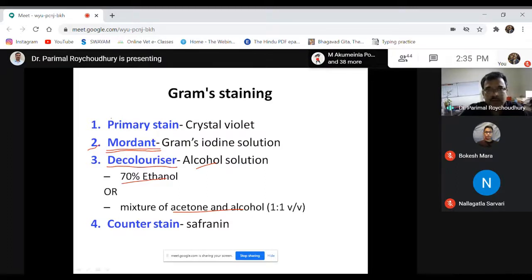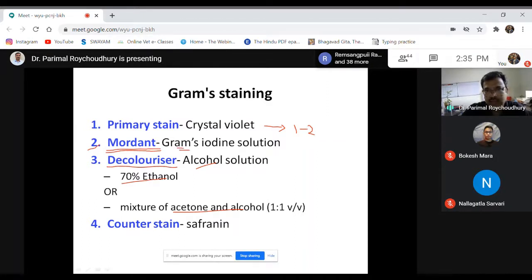In case of the Gram staining technique, the primary stain we use is crystal violet. We apply the primary stain crystal violet to the smear, and for 1 to 2 minutes we allow it to put the color. Within these 2 minutes, all the bacteria will take the color of crystal violet. After that we discard the crystal violet stain, wash it briefly in tap water, and then apply Gram's iodine solution.